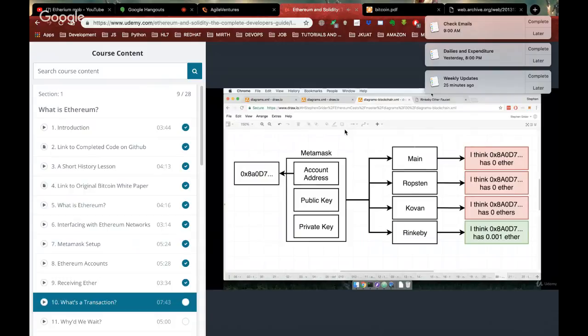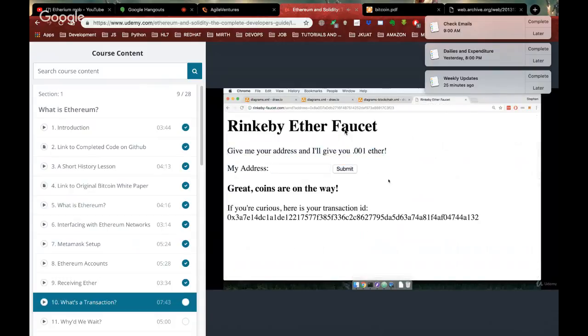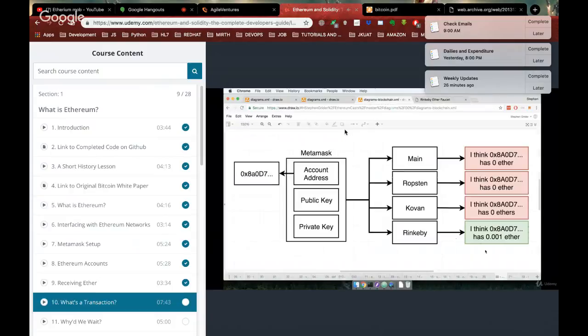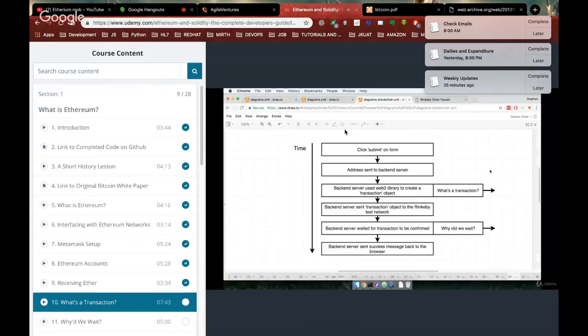All right, so now that we have that under control, I want to think back to the process that we just went through when we submitted the form right here and sent ourselves a little bit of money. So we're going to go through the exact order of operations that went on behind the scenes when we entered our address in here. So let's go through that flow. As we go through this flow, it's going to give us a much better idea of the flow of what happened when we submitted the address on that form.